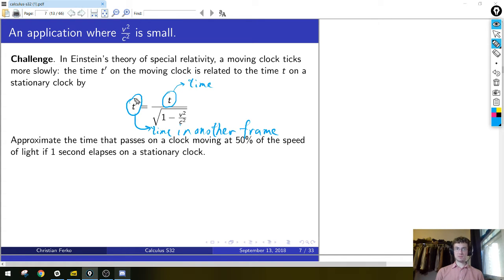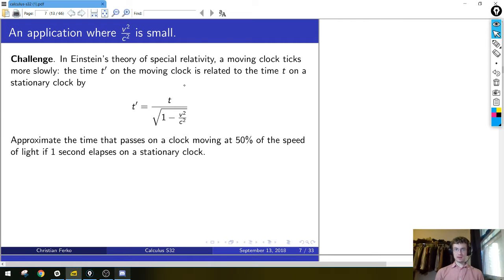Sometimes prime means derivative, and sometimes prime just means some different value of that variable. I realize it's kind of confusing, but there's nothing I can do about it. They're just both very, very common. Sometimes prime means different, sometimes prime means derivative, so whatever. Okay, so with that said, different time equals time divided by root of 1 minus a small thing.